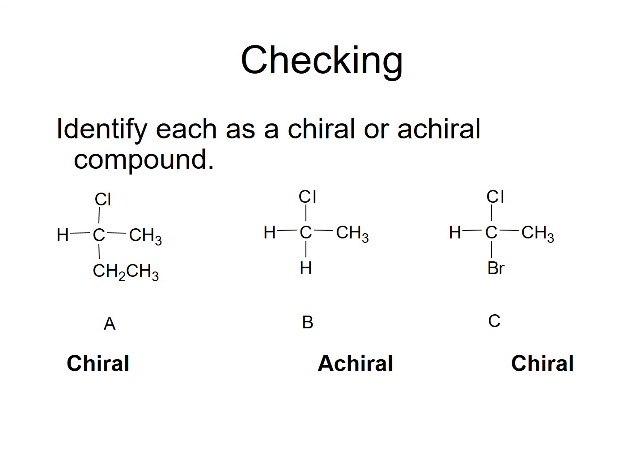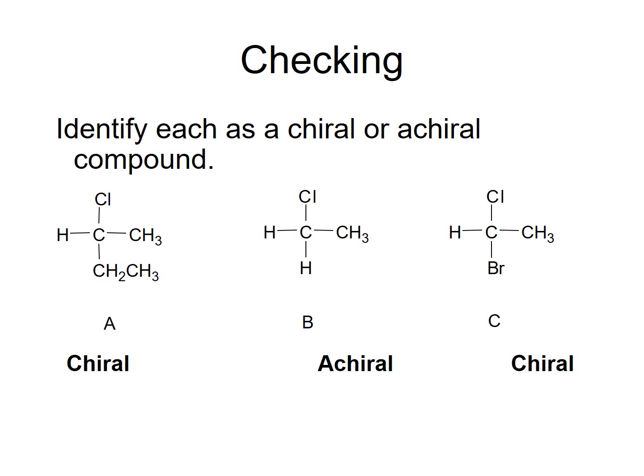Letter A here, we have carbon attached to hydrogen, chlorine, CH3, and a CH2CH3 group. Those are in fact 4 different groups, so we say that letter A is chiral. Many students think that this is achiral because the carbon is attached to carbon twice, CH3 and CH2CH3, but CH3 is not the same as CH2CH3, so this is in fact chiral.